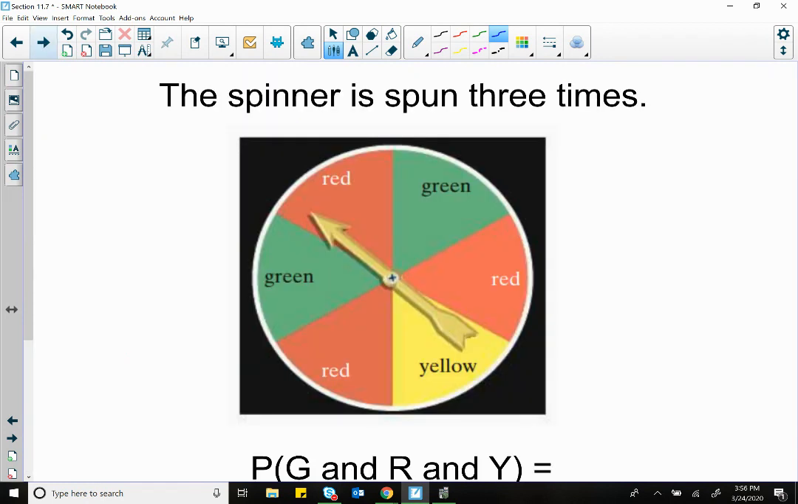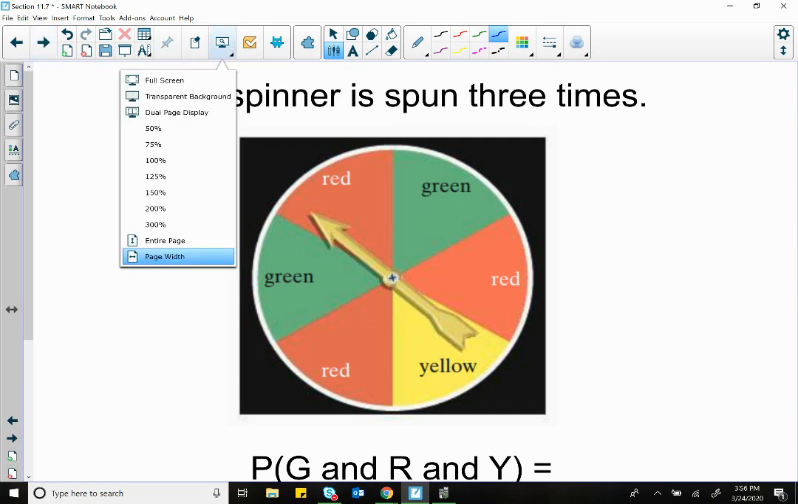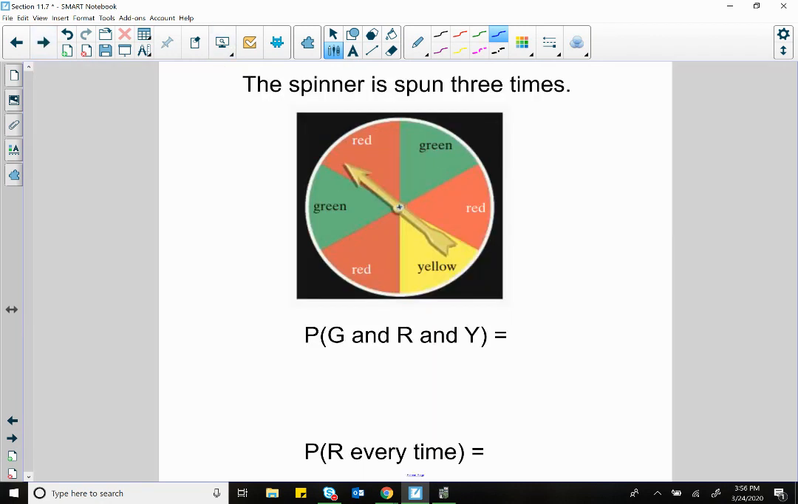So here we're using that same spinner, but this time it's spun 3 times. So go ahead and pause the video. You already know that this is going to be independent, because if it's independent with 2 spins, it's not going to change anything if you do it a third time. So go ahead, pause the video, find these 2 probabilities, and go.